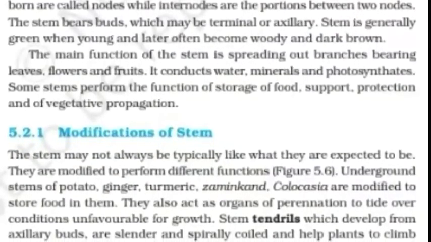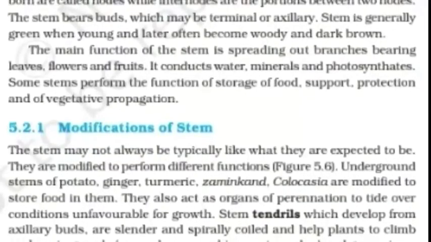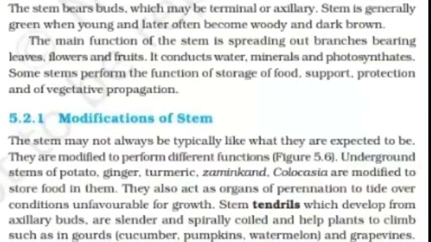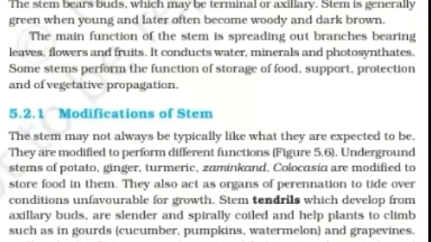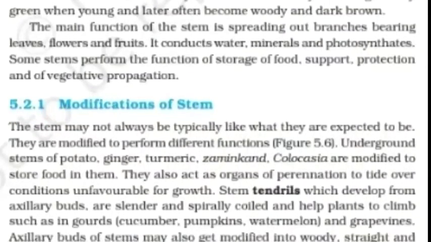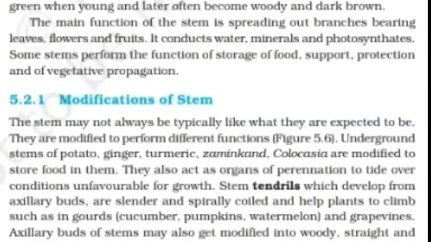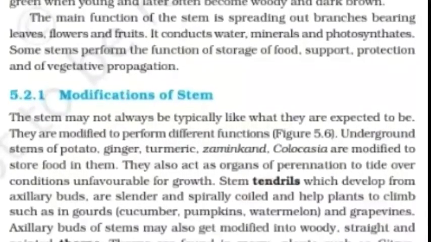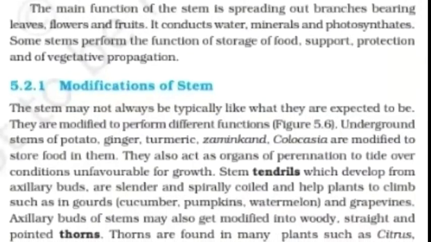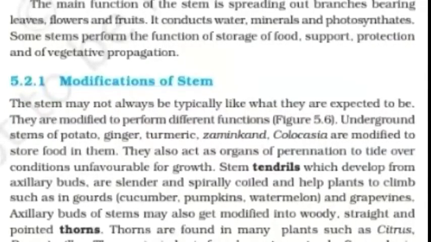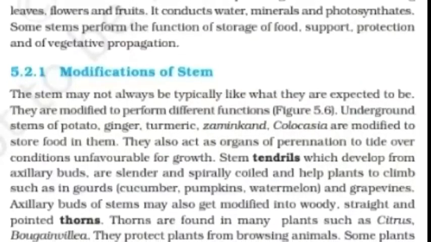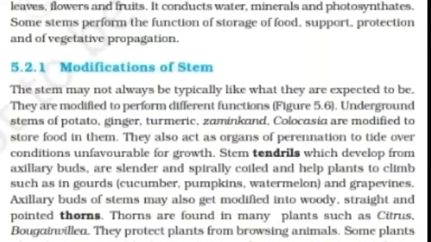Modification of stem. The stems may not always be typically like what they are expected to be. They are modified to perform different functions. Underground stems of potato, ginger, turmeric, zamikand and colocasia are modified to store food in them. They also act as organs of perennation to tide over conditions unfavorable for growth.